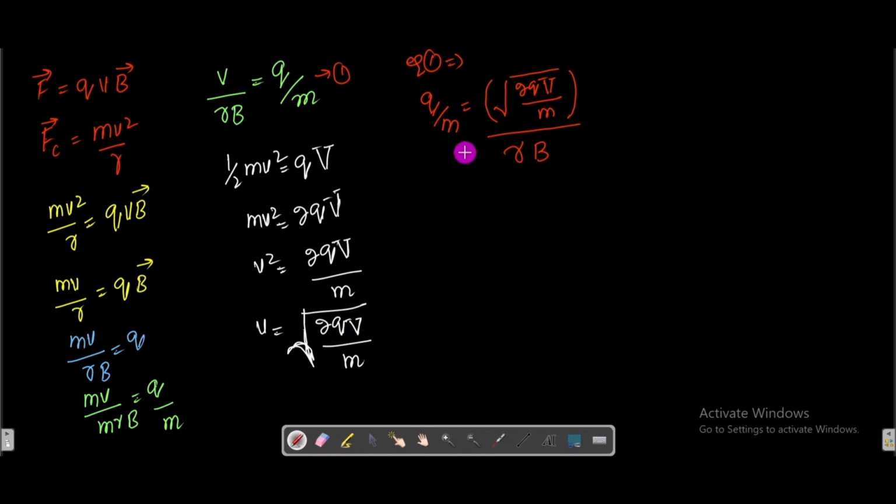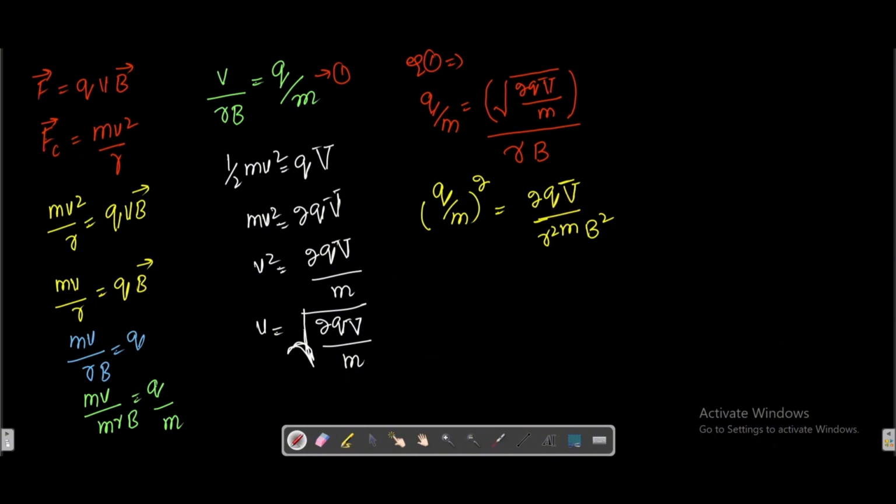So here, taking the square on both sides, this will become q by m, the charge to mass ratio, whole squared, is equal to, so that square and this square root will be cancelled, it will become 2qV divided by m. Similarly, the square will be on this r and also on this b, so here it will become r squared and b squared.